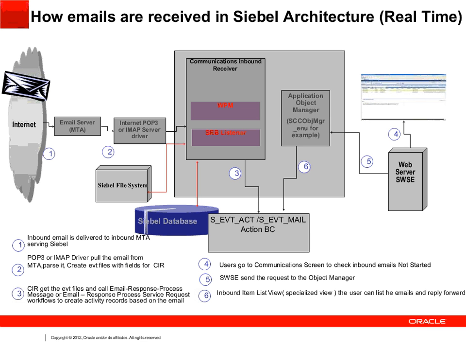Here we see how the email comes to the external email server, from where it is pulled by the POP3 or IMAP driver, which parses it and then creates EVT files with themes for the CIR component. CIR gets those EVT files and calls the email response workflows to create the activity records based on the email. Users go to the communication screen to check the inbound emails, which are shown with a status of not started. This sends the request to the object manager, and the inbound item list view, which is again a specialized view, can be seen, where the user can see the list of emails to which he can send a reply or forward.